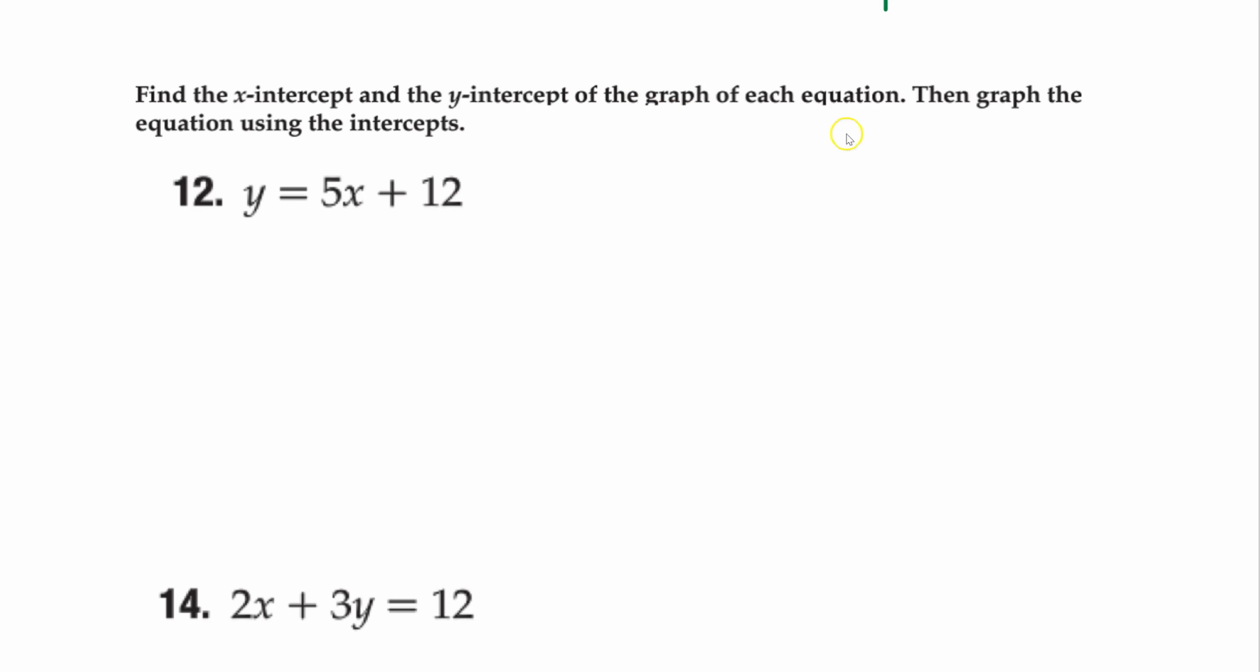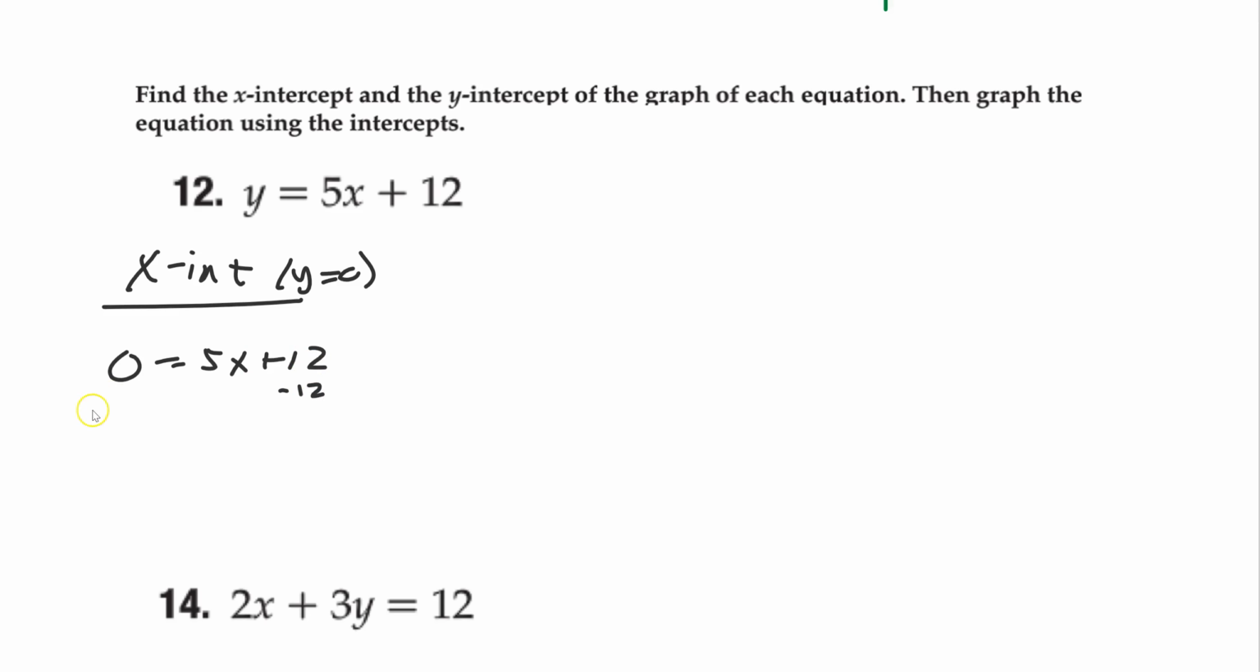Find the x and y-intercepts and then graph each equation. So let's find the x-intercepts. I think you're going to do a lot of this over the next couple of years, find the x-intercept. So all we're going to do is plug 0 in for y. So I get 0 equals 5x plus 12. Subtract 12 from both sides. Negative 12 equals 5x. Divide by 5. Negative 12 over 5. And I'll round it. Negative 2.4.